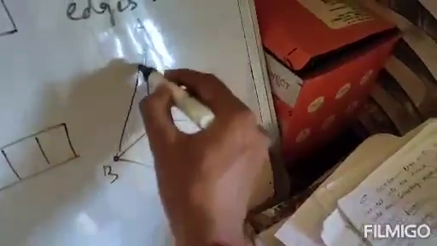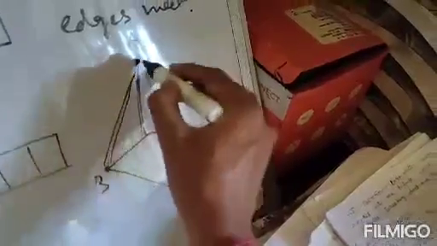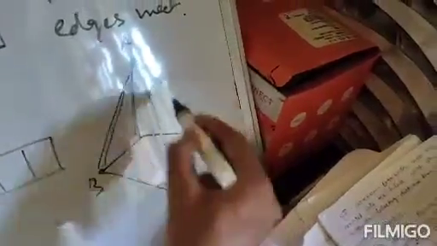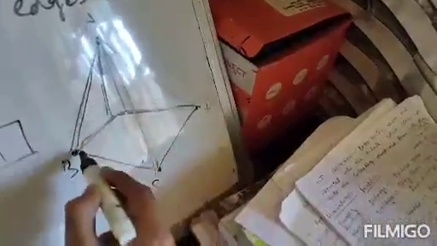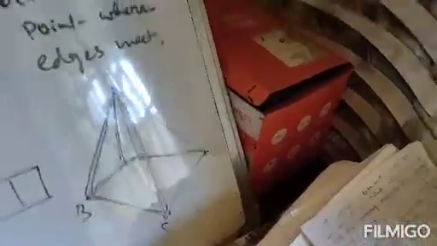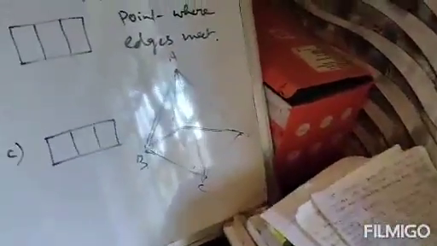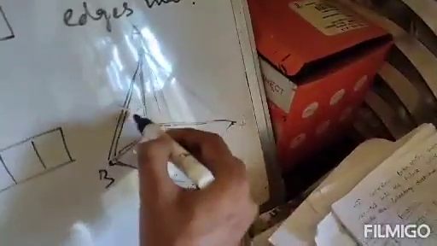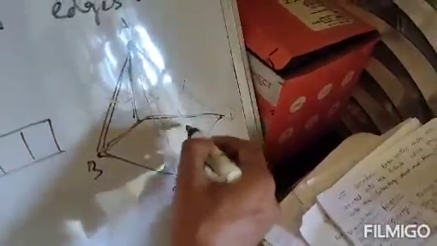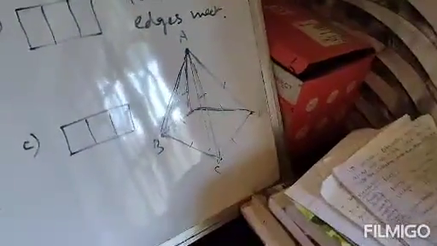And edges are the line segments. That means these are the edges. This line segment, this line segment, and so on. All these line segments are your edges. That means here edges are 1, 2, 3, 4, 5, 6, 7, 8. Total 8 edges. And edges meet at these points, so they are known as vertices.